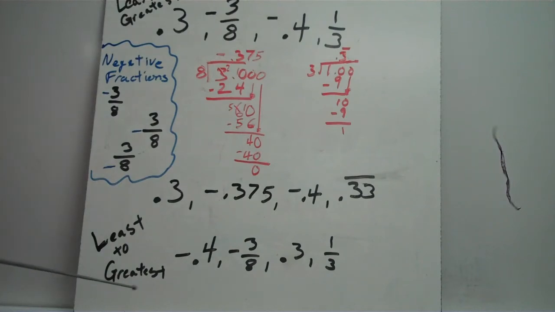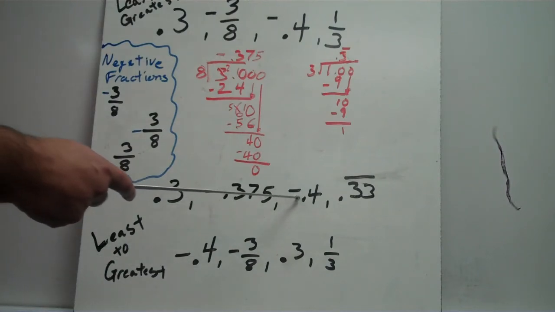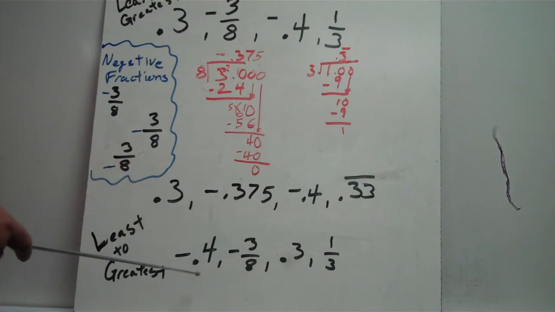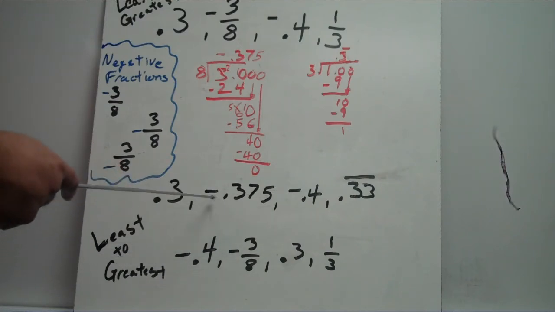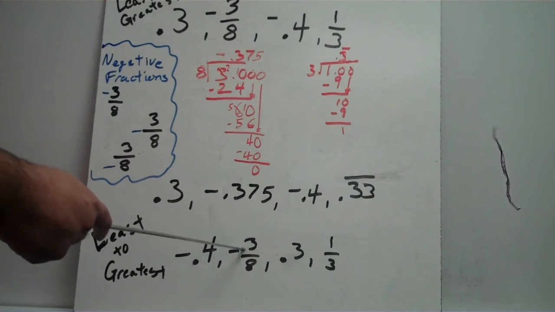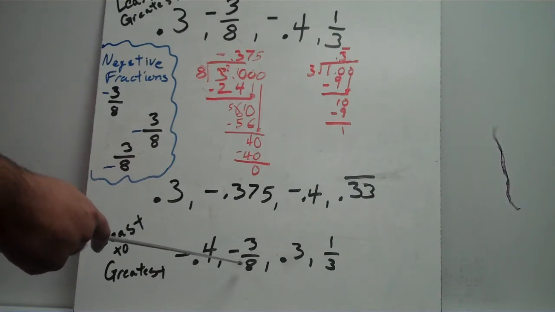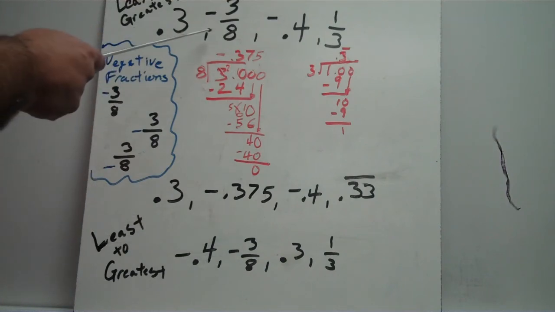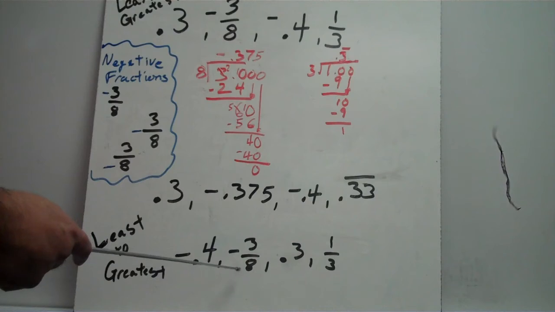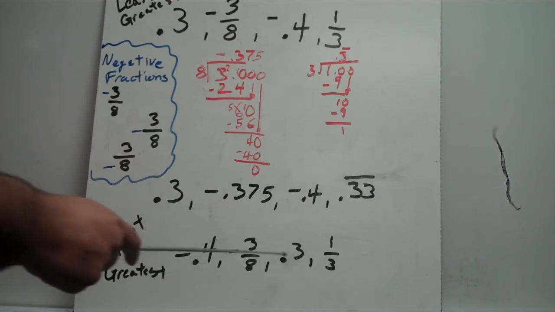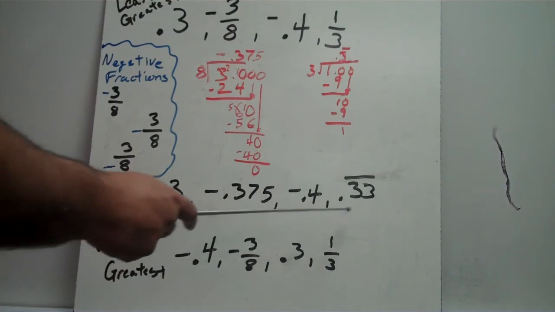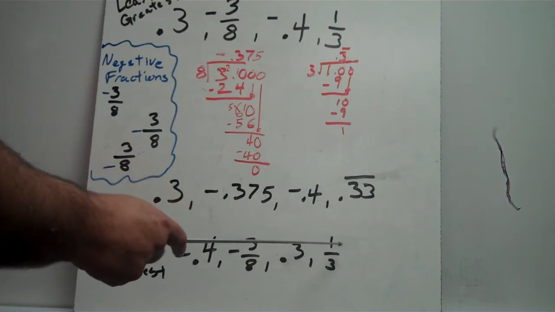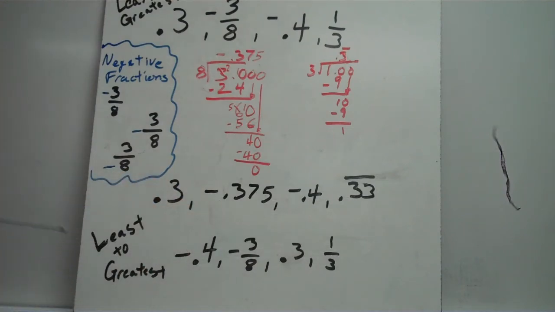So if we're listing these from least to greatest, negative 0.4, negative 4/10 would be the furthest to the left, and then negative 3/8 would be the next furthest to the left. And when we're converting these and putting these in order, don't forget that we want to make sure that we go back to the original form. Then we have 3/10 would be next, and finally the largest number on here, as we said earlier, was 1/3.